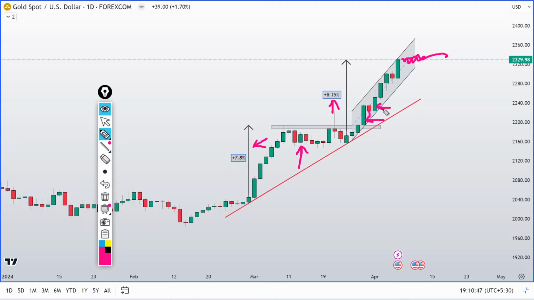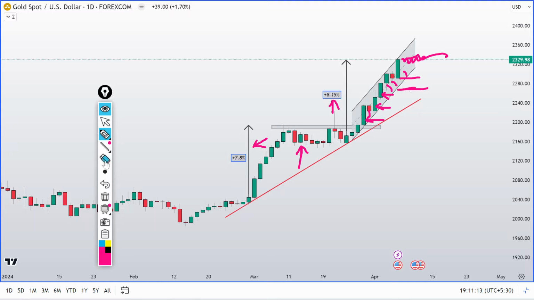This day closed above the previous day high, this also closed above the previous day high, and this again. So to confirm the consolidation or to confirm the decline, we better wait for at least one day close under the previous day low, like this. Then only can we expect some consolidation or decline.